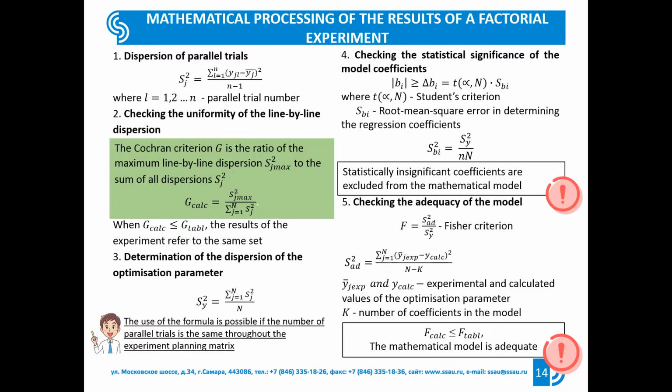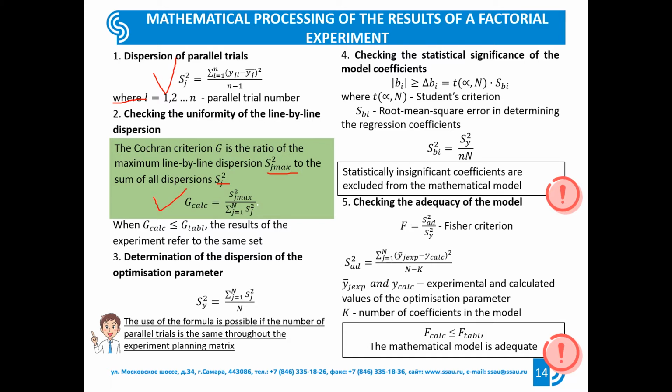The mathematical processing of the results of the factorial experiment is carried out in the following sequence. First, the dispersion of parallel trials, or in other words, the line-by-line dispersion, is determined, where l is equal to 1, 2 to n, the parallel trial number. Second, the next step is to test the uniformity of the line-by-line dispersion using the Cochran criterion. The Cochran criterion is a ratio of the maximum line-by-line dispersion to the sum of all dispersions.